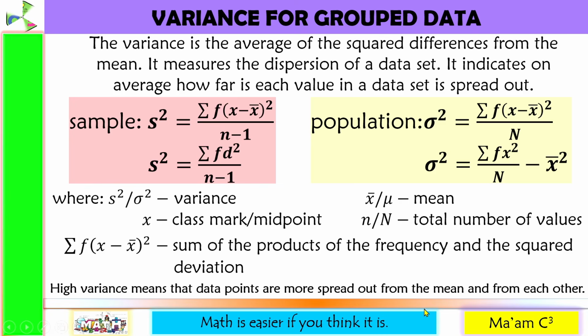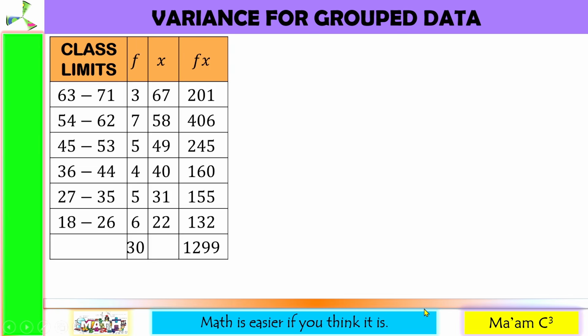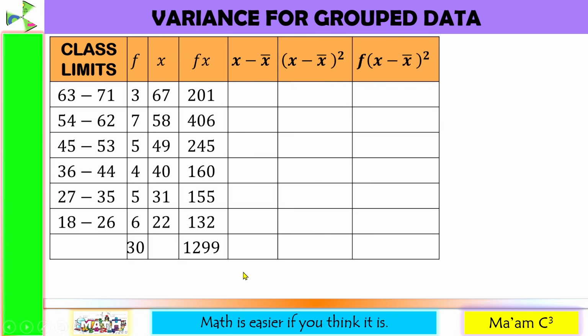Let us recall our frequency table earlier, but we are going to add some more columns to this one. We have here the x minus x bar, and then the square of the x minus x bar, and then the product of the square of x minus x bar and the frequency. Earlier, we already solved for x bar, and that is equal to 43.3. Let us start with the first row.